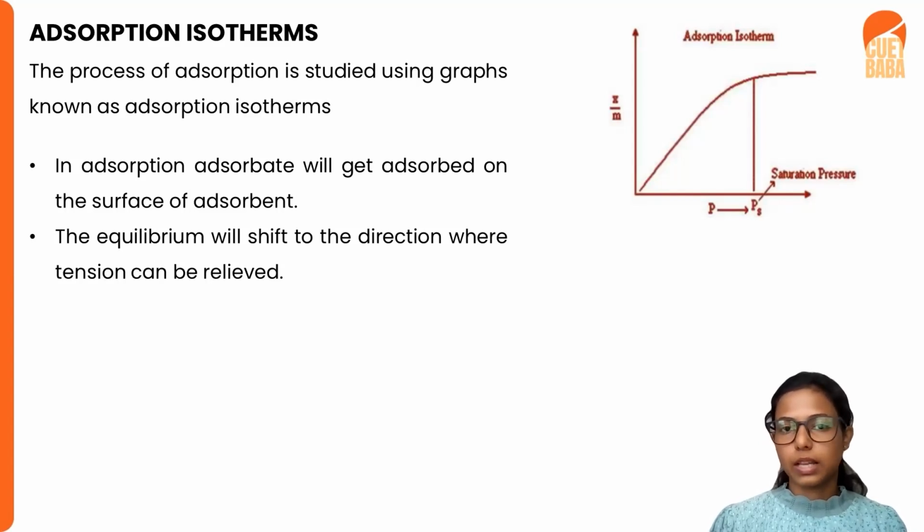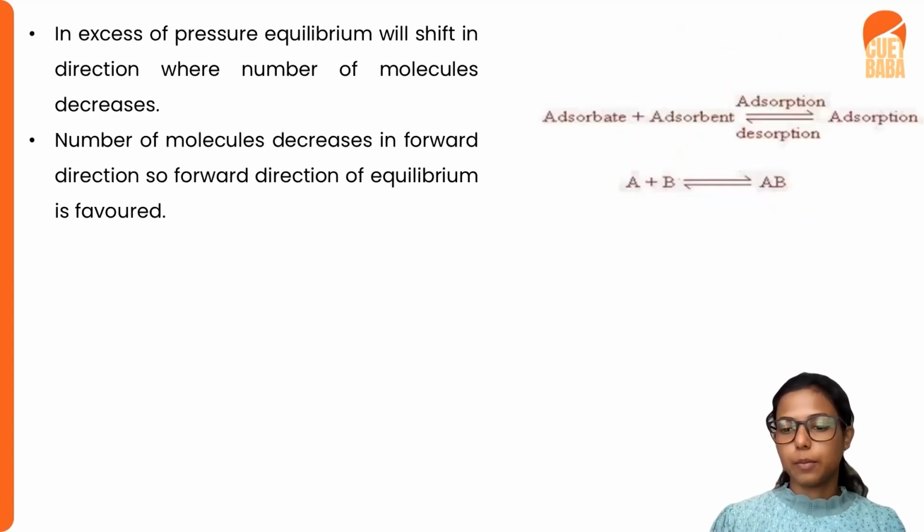In adsorption, the adsorbate gets adsorbed on the surface of the adsorbent. The equilibrium will shift in the direction where the stress can be relieved. From Le Chatelier's principle, if a system is in equilibrium and we increase the pressure, the system will try to reduce the impact of that pressure. When adsorption occurs, the adsorbate gets adsorbed on the adsorbent surface. On the reactant side, two types of molecules are present, and on the product side, only one type of molecule is present. So when we increase the pressure, the system will try to reduce the pressure by reducing the number of molecules. The number of molecules decreases in the forward reaction, so the forward reaction of the equilibrium is favored.